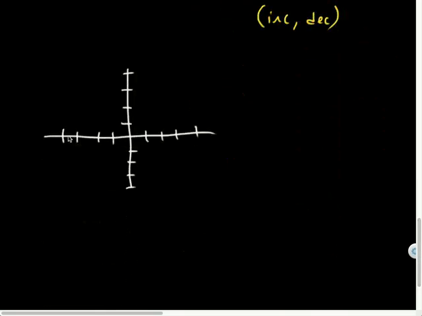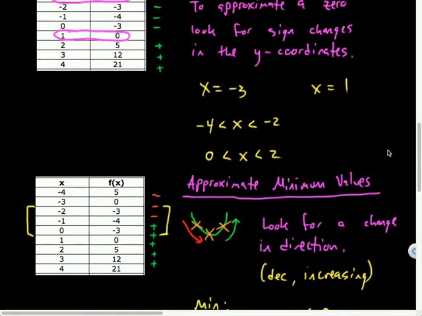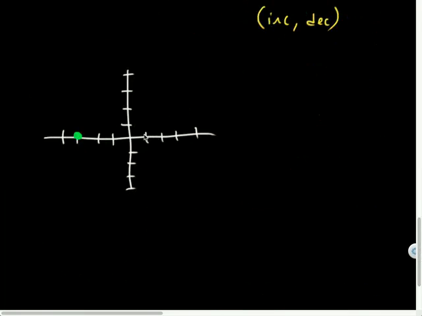So somewhere between -4 and -2, there's a root. In this case, we actually know that it occurred right here. And then I have the other one occurring between 0 and 2. And so between 0 and 2, right? In this case, I know it occurred right there.